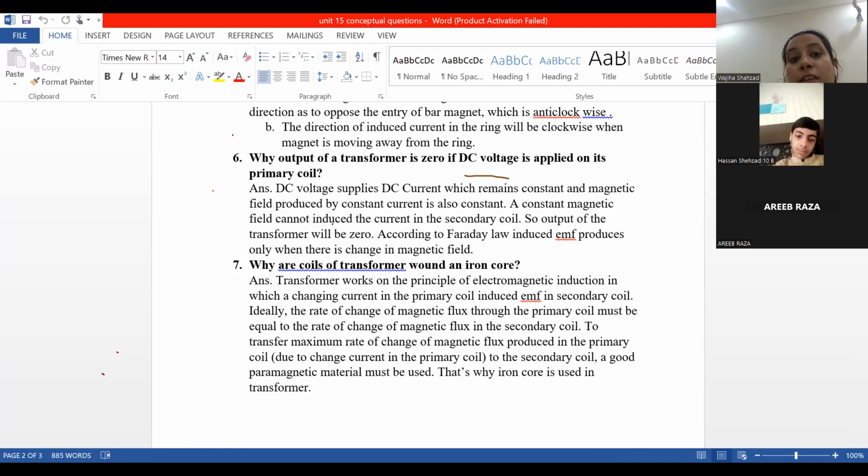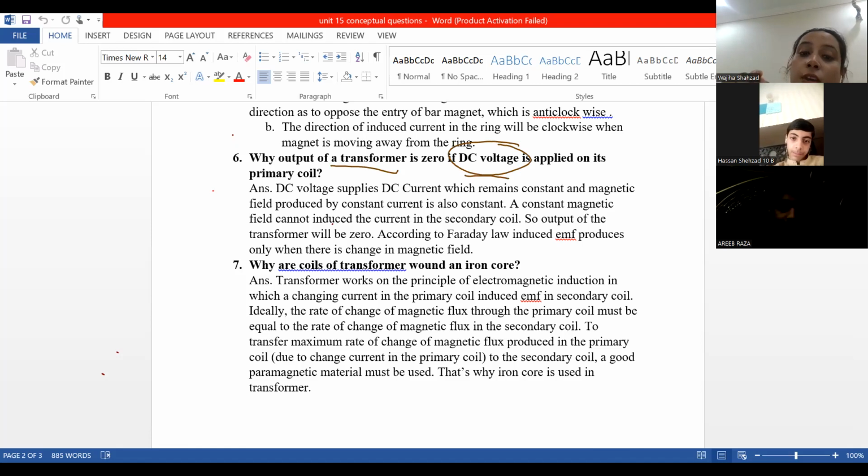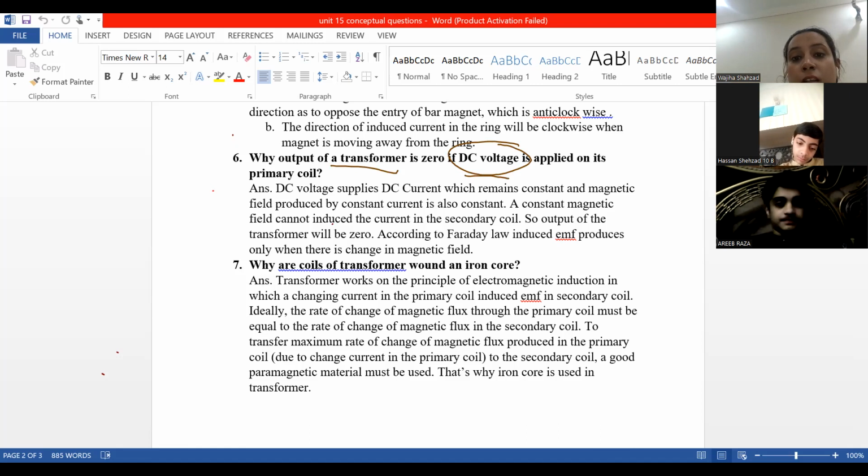Okay, we know that the transformer works on AC voltage. We always increase or decrease the AC voltage, so it does not work on DC voltage. So here is the answer to why the output of the transformer is zero: because we are giving DC voltage. When we give DC voltage, the transformer is not increasing or decreasing the voltage. Obviously, it will give a direct voltage, and so the output will be zero.